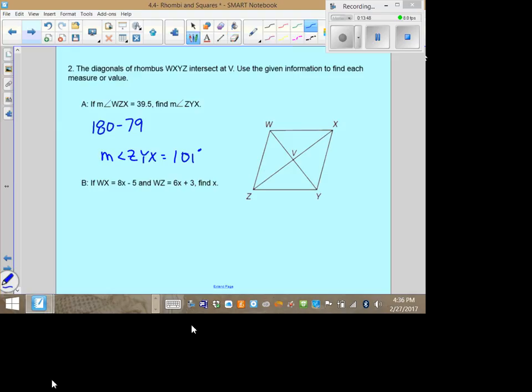Part B tells us that if WX is 8x minus 5 and WZ is 6x plus 3, we want to find x. Note again, in a rhombus, all sides are congruent, so we can take 8x minus 5 and set it equal to 6x plus 3. We get 2x equals 8, so we get x to be 4.